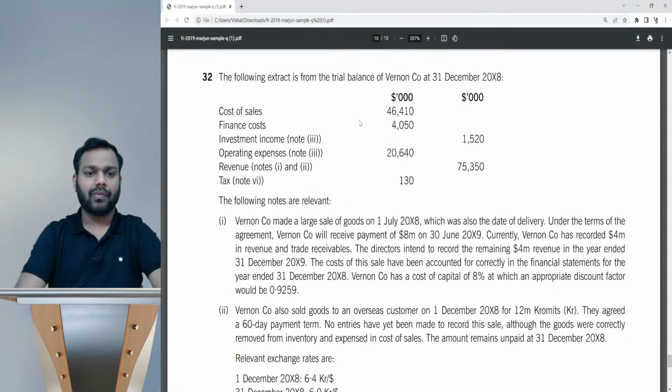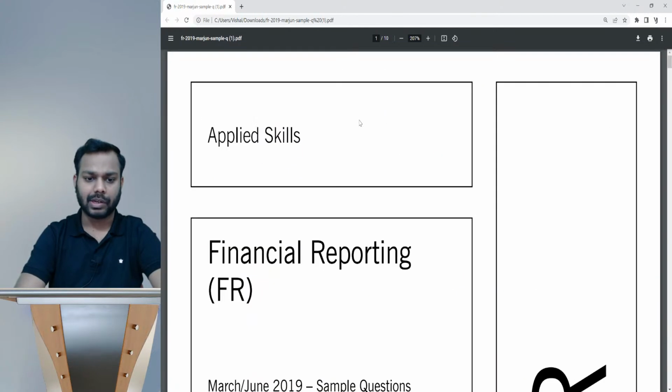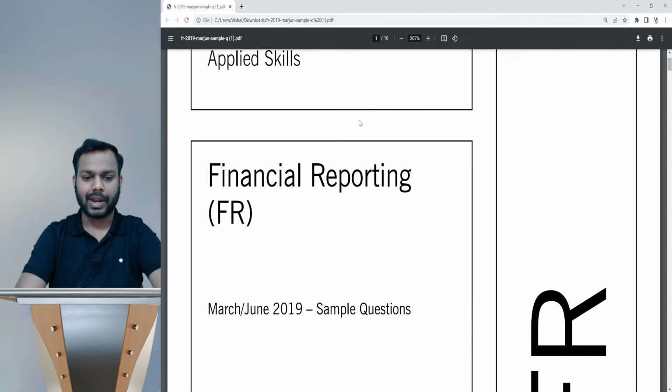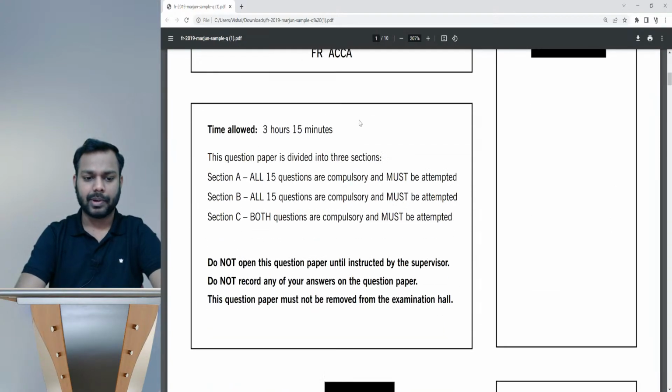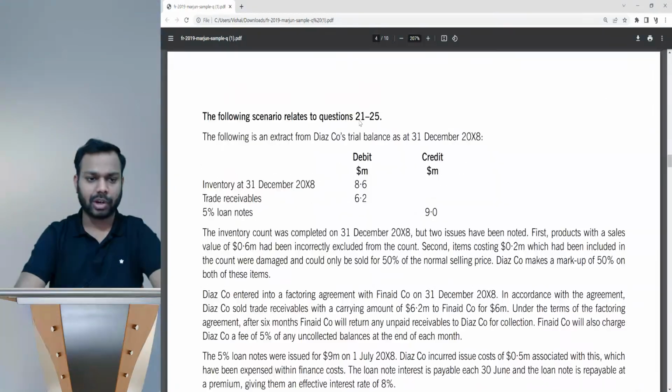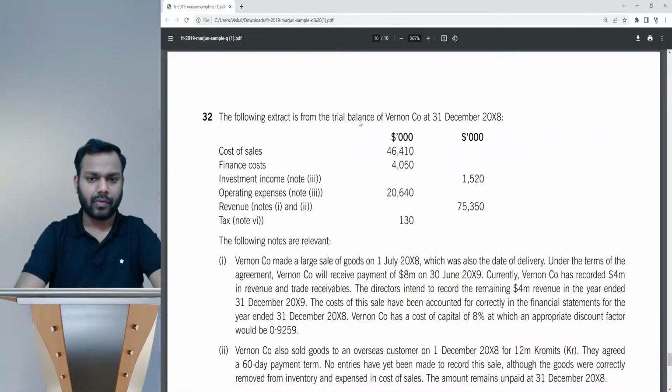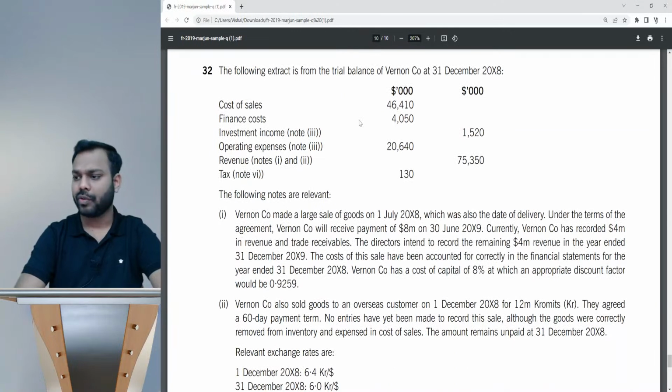See, this is coming up from the March June 19 question, your past paper. Now coming to question number 32 for Vernon company.